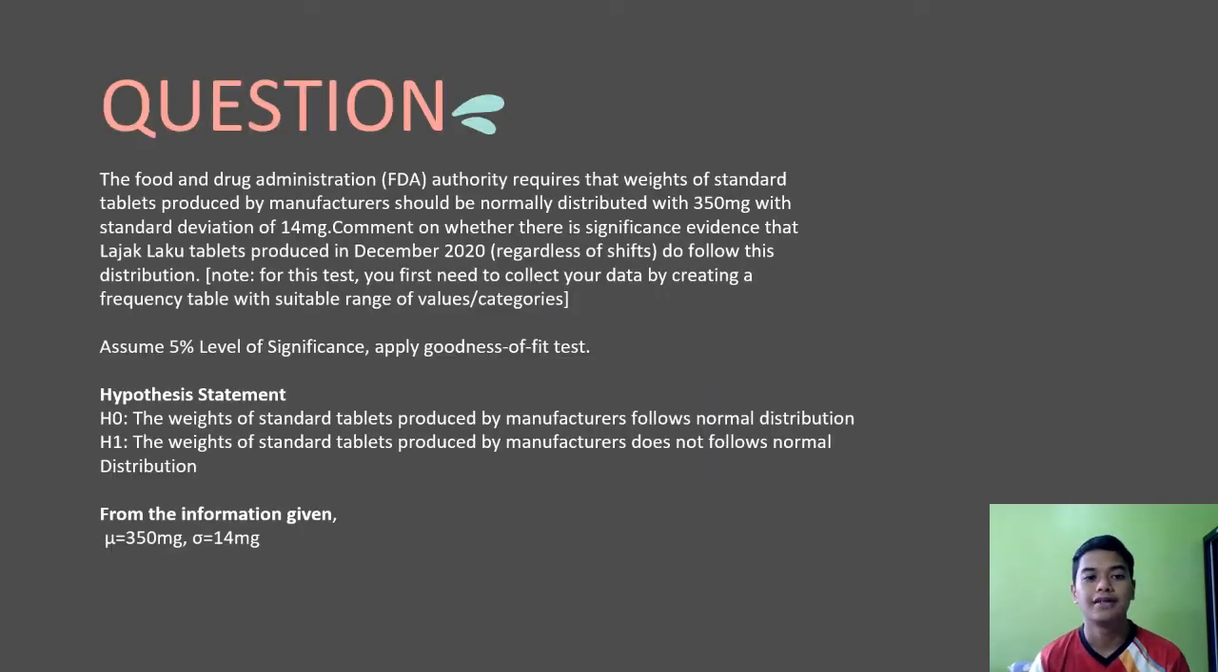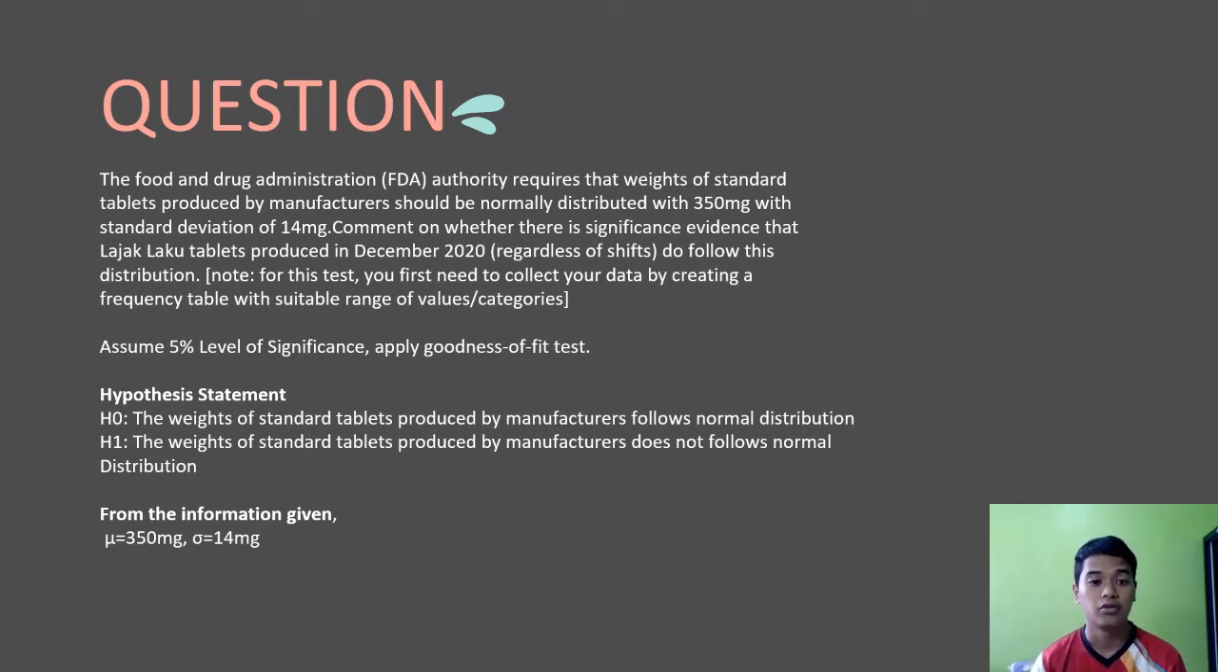Okay, so the question is, the Food and Drug Administration (FDA) authority requires that the weight of standard tablets produced by a manufacturer should be normally distributed with mean 350 mg and standard deviation 14 mg. Comment on whether there is significant evidence that Lajak Laku tablets produced in December 2020, regardless of shift, do follow this distribution. Assume a 5% level of significance and apply the goodness of fit test.